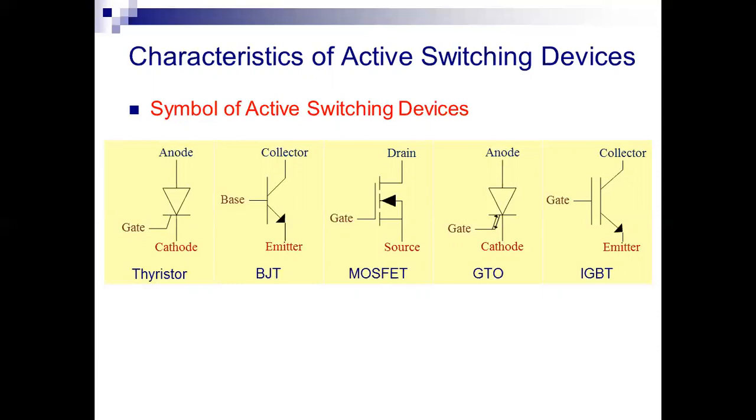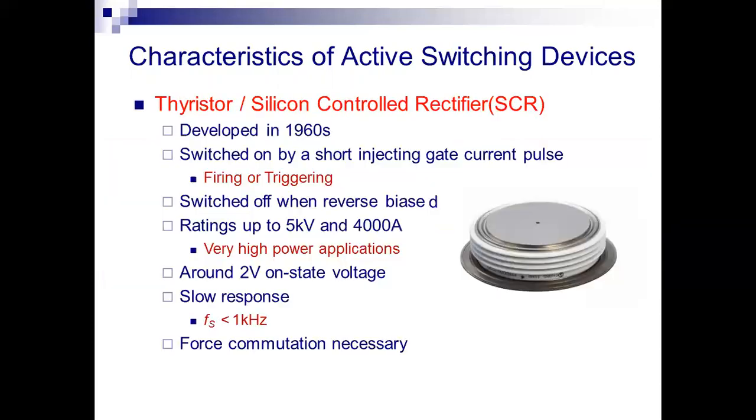The next one also is a BJT. The BJT diagram symbol shows a base, collector, and also the emitter. This is the same as the BJT that we normally observe in electronics. The next one, the MOSFET, metal oxide semiconductor field effect transistor, with source and drain, and here also we are giving a gate signal. The next one, GTO, gate turn off thyristor: anode and cathode, and the gate is also provided. Next one, IGBT, insulated gate bipolar transistor: collector, emitter, and also the gate. These are the symbols of some of the power switches.